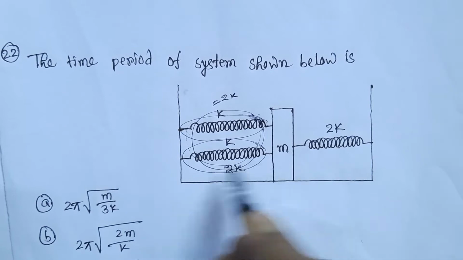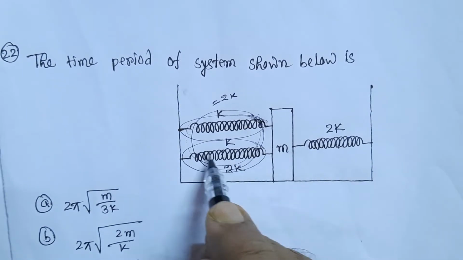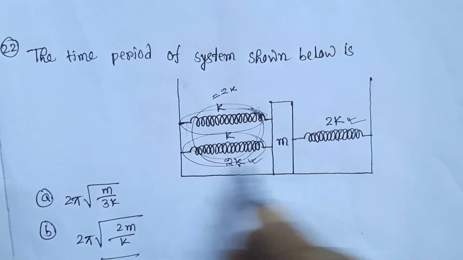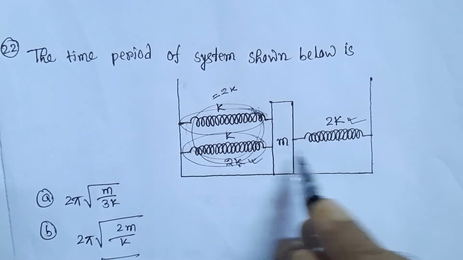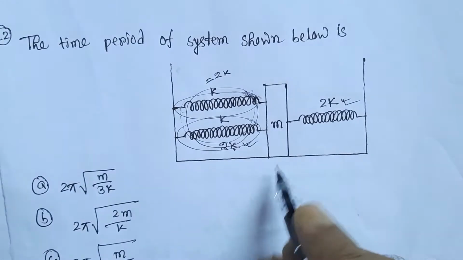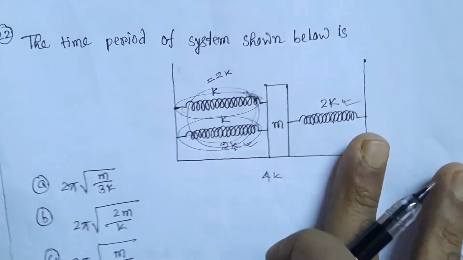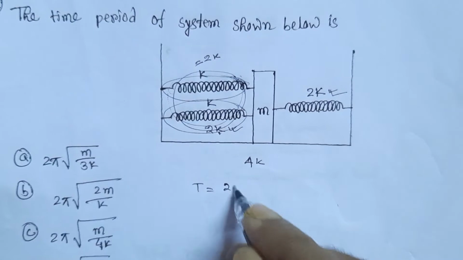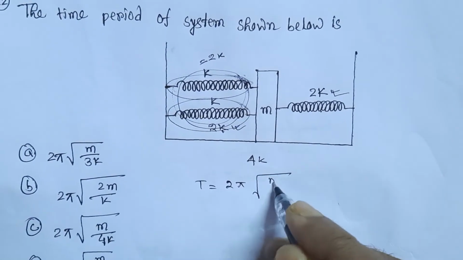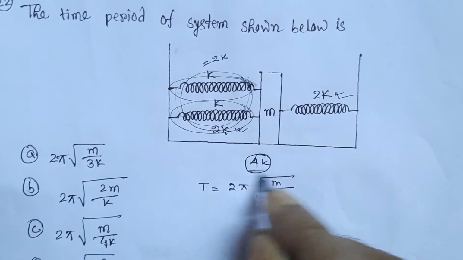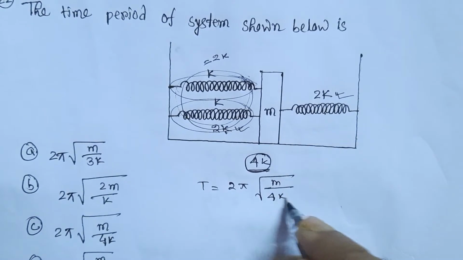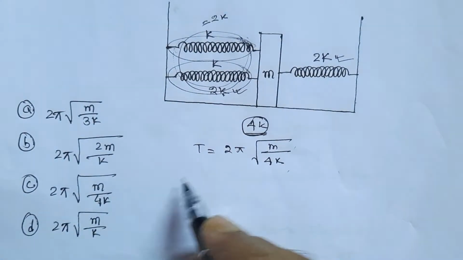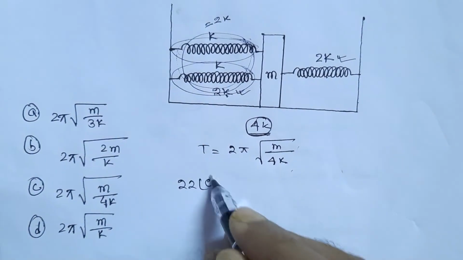When 2 springs are there, they are twice K and twice K force constant springs in parallel combination. So, they will give us the equivalent force constant as 4K. Now, the time period, we know that T equals 2 pi root m by force constant, and now the equivalent force constant is 4K. So, T equals 2 pi root m by 4K. So, the correct option of question number 22 is C.